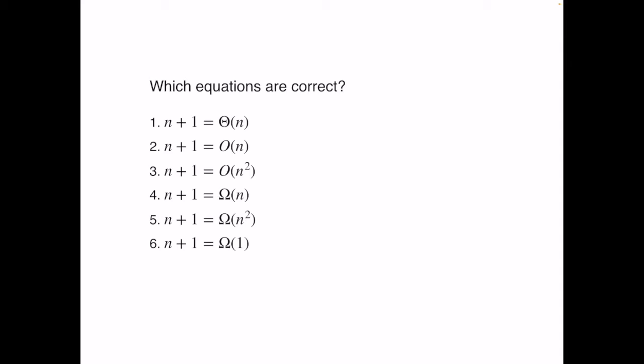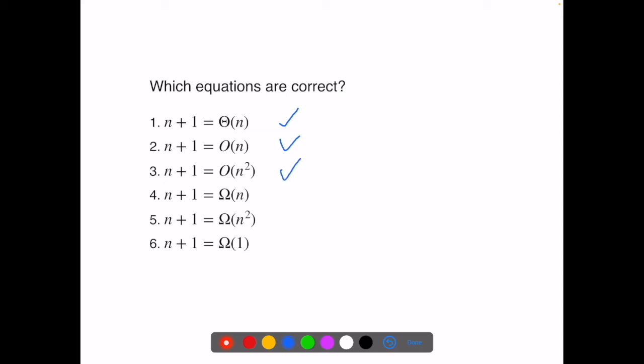Okay, so now let's look at the answers. The first one, n plus 1 is in theta n. That's correct. Second, n plus 1 is in big O of n. So big O is the upper bound, so it for sure bounds n plus 1. So it's correct. Third one, the big O is the upper bound. So big O n squared for sure bounds n plus 1 from above. So this one is also correct.